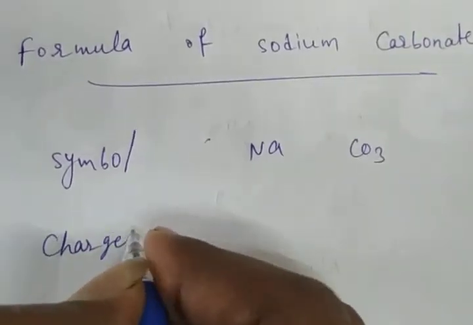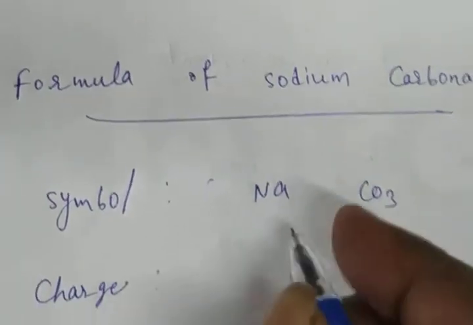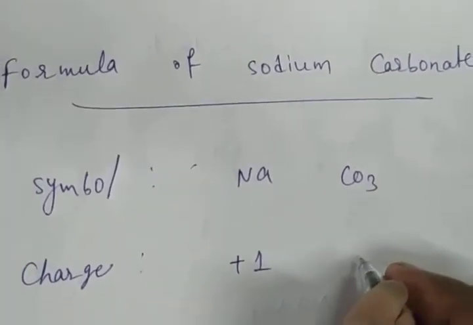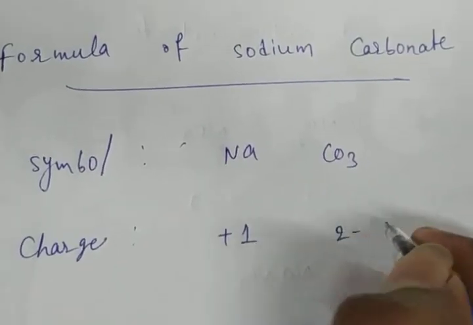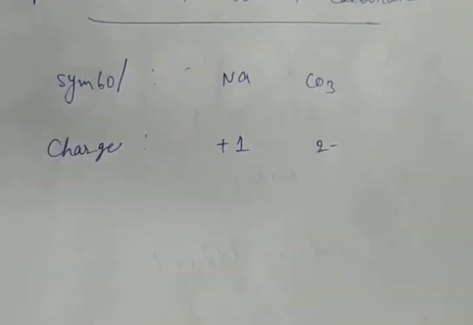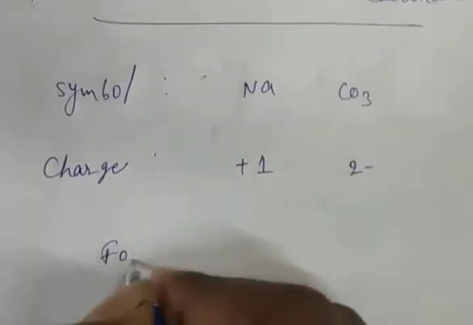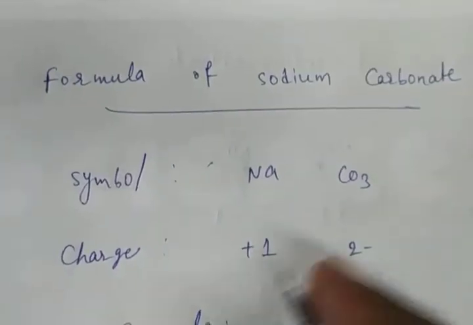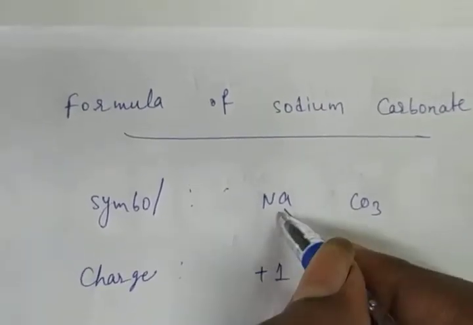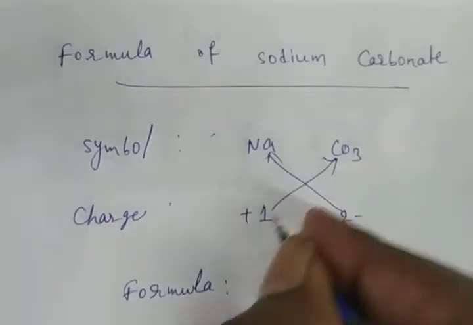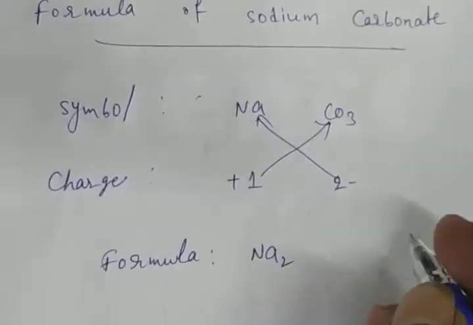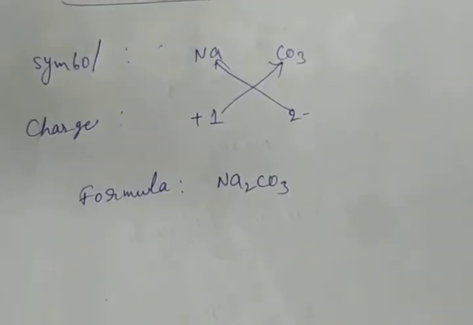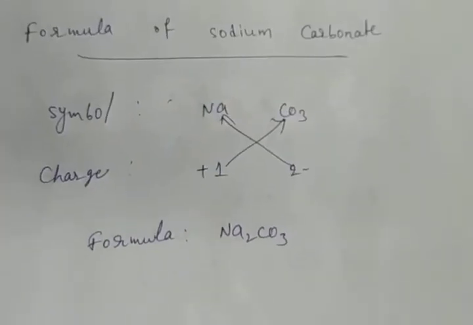Next, the charges. The charge of sodium is +1. What about the carbonate charge? It is -2. Here Na +1, CO3 -2. So what is the formula? Write Na, then crisscross: Na2. How many CO3? One CO3. So Na2CO3 is the formula of sodium carbonate.